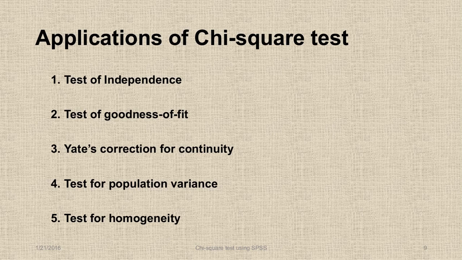Then chi-square test of goodness of fit. Now suppose there is a sample data and we want to fit the normal distribution to this particular data set. Now chi-square distribution will enable us to examine to what extent that particular data fits the normal distribution well. Thirdly, chi-square test can be applied for its correction for continuity of the data or for testing the population variance, and finally it can also be applied for testing the homogeneity of the statistical data.